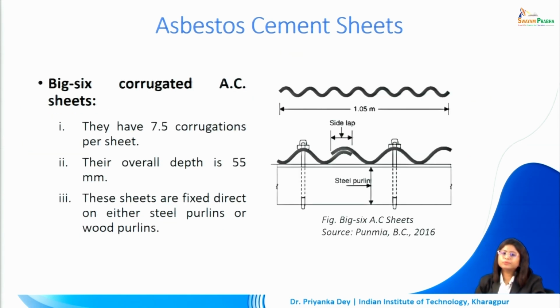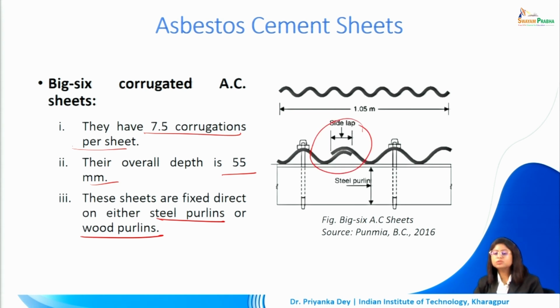So the first type, which is the big 6 corrugated AC sheets, they have 7.5 corrugations per sheet. Their overall depth is 55 mm, and these sheets are fixed directly on either steel purlins or wooden purlins. So the whole need for battens is removed in this case. Of course, we will be introducing a certain amount of side overlap between adjacent sheets.